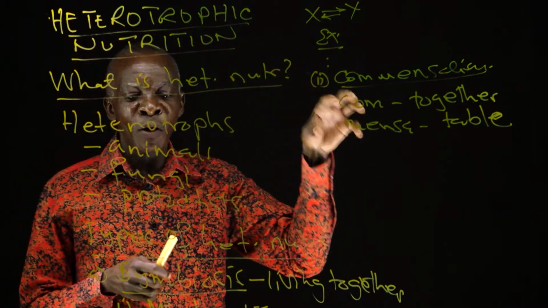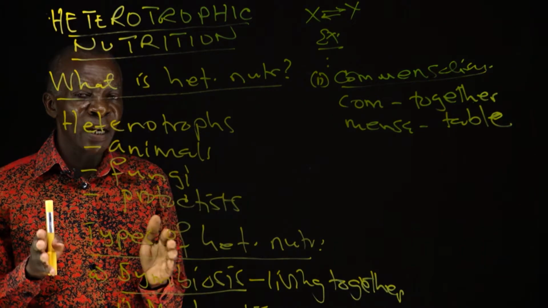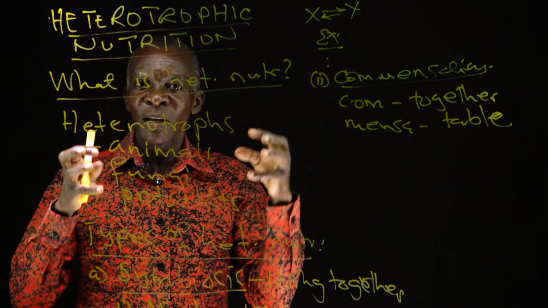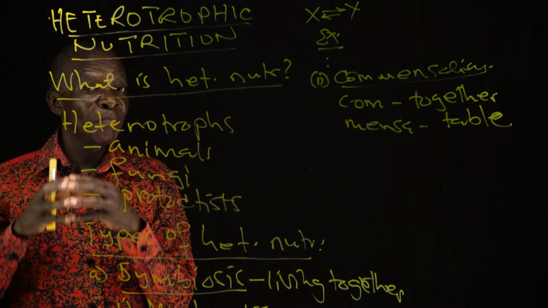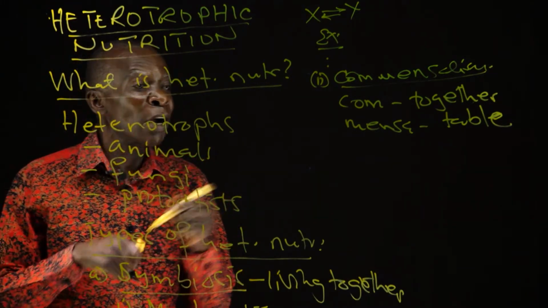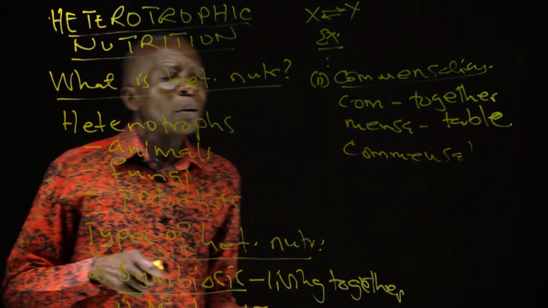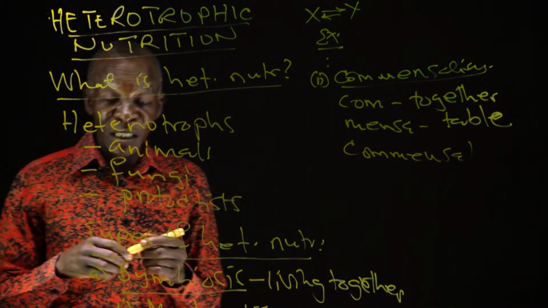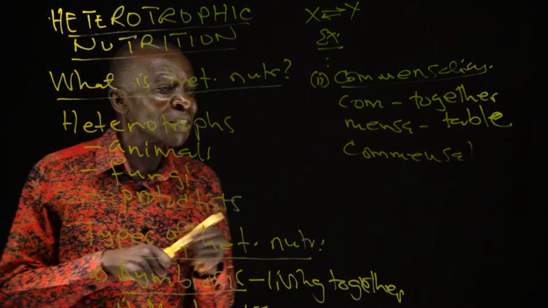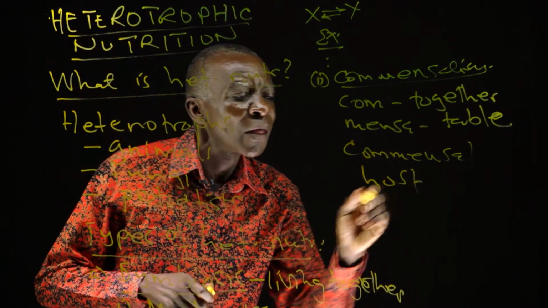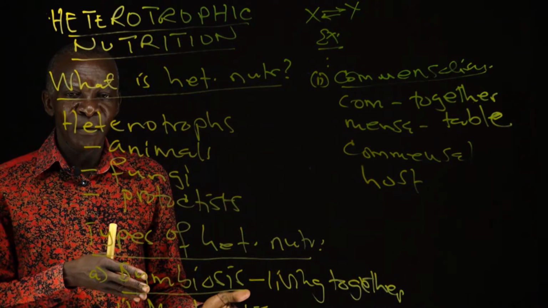So it is a form of a symbiotic association in which two organisms, again, of different species live together. One organism is benefiting. This is called a commensal. The other one, which is the host, does not benefit, nor does it get harmed by the association.